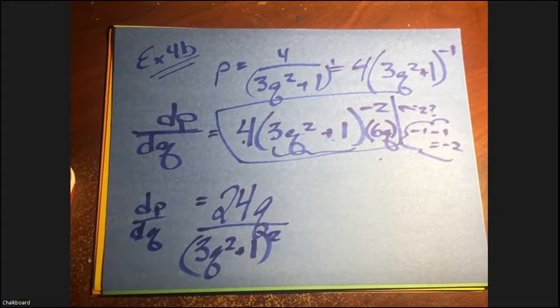I hope that's clear. If you want, you could do f over g and make it the quotient rule, and f is 4, and g, blah, blah, blah. Guess what you'll get? 24q over blah, blah. All right. Now let's go back and take a look at our lesson.